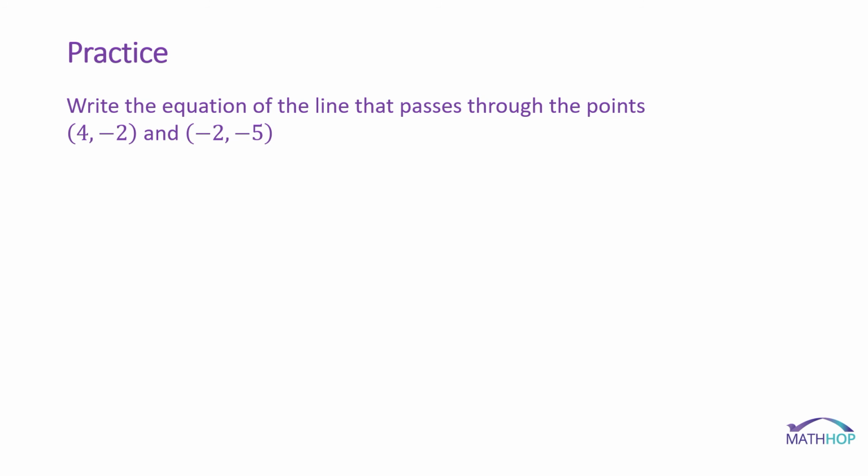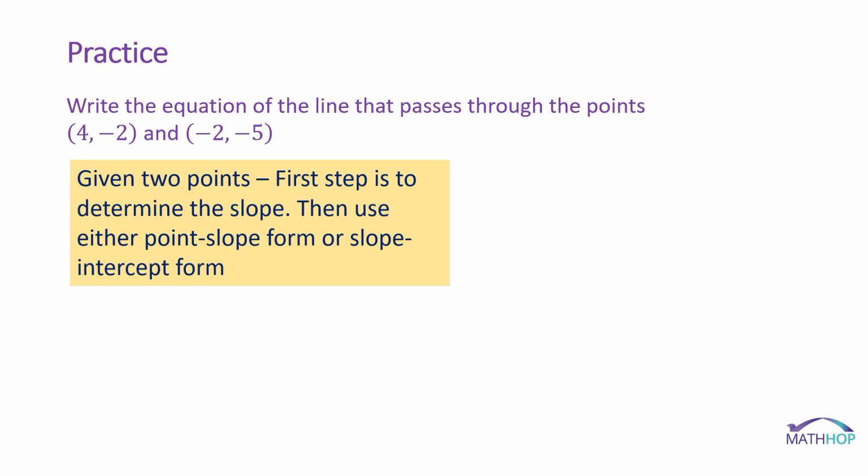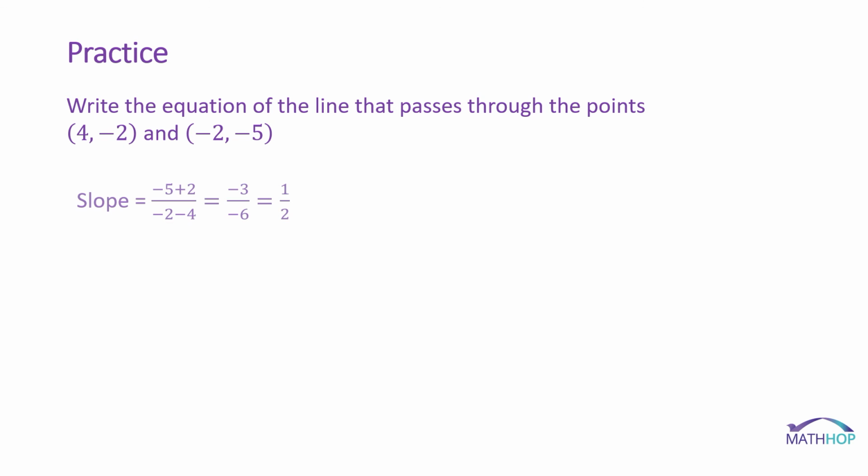Write the equation of the line that passes through the points (4, -2) and (-2, -5). Given 2 points, your first step is to determine the slope. The only thing you can do from 2 points is find the slope. And then you're either going to use point slope form or slope intercept form, whichever is asked for or whichever you like more. All right, so let's do that. Our slope is going to be -5 minus -2, so -5 plus 2, divided by -2 minus 4. So we get -3 divided by -6. Remember, negative divided by negative is a positive. We get a slope of +1/2.